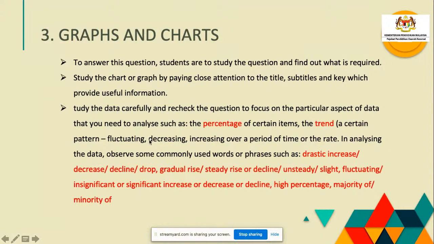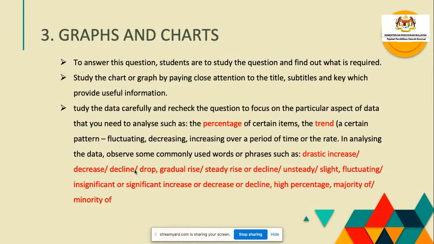In analyzing the data, observe some commonly used words or phrases such as, perkataan-perkataan ni famous sangat untuk soalan-soalan seperti ini. Okay, drastic increase, apa maksud dia? Penambahan yang drastic, secara tiba-tiba kan, drastic tu maksudnya secara tiba-tiba, unexpected. Okay, lepas tu kita ada decrease. Decrease maksudnya jatuh ataupun menjunam ataupun turun ataupun menurun. Okay, decline pun sama. Drop, jatuh.